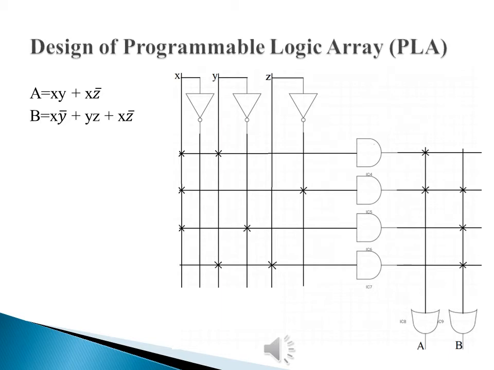Design of Programmable Logic Array or PLA. In a PLA, the inputs of AND gates are programmable. This means that each AND gate has both normal and complemented inputs of variables. So, based on the requirement, we can program any of these inputs, and we can generate only the required product terms by using these AND gates.